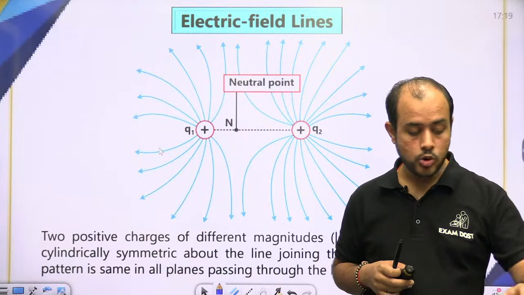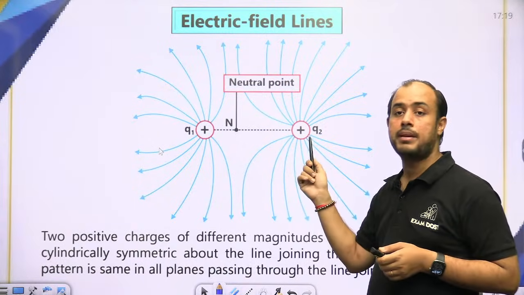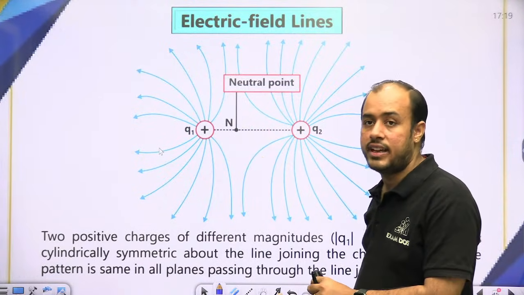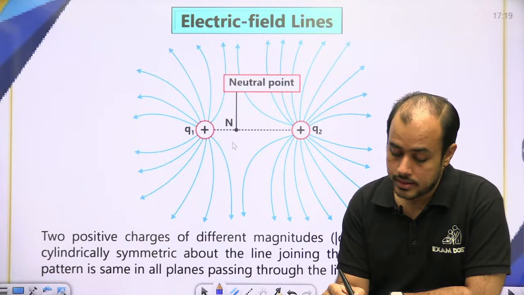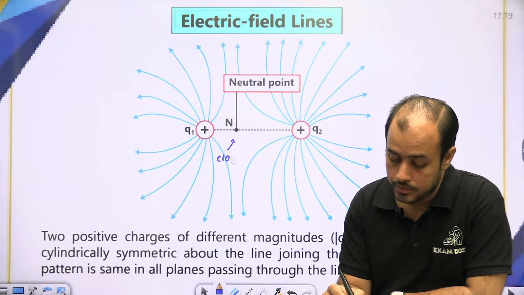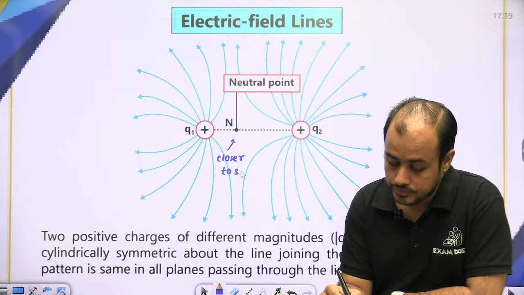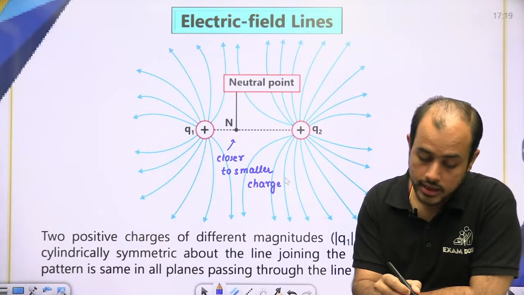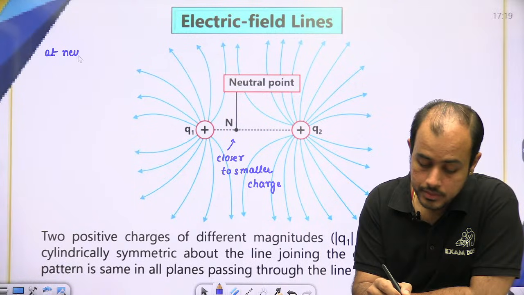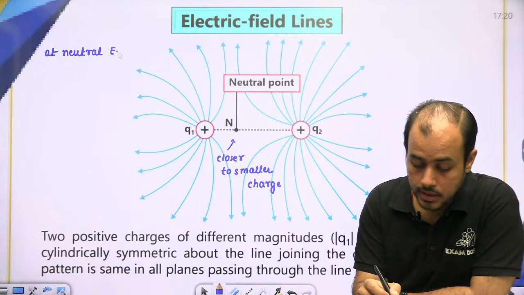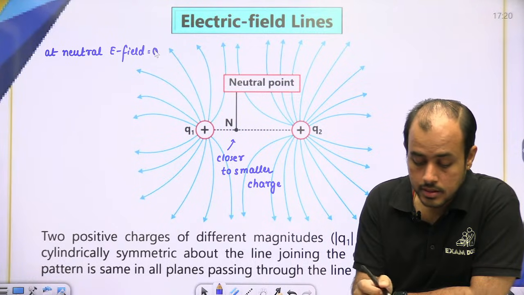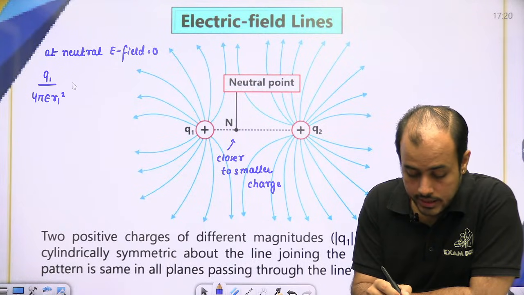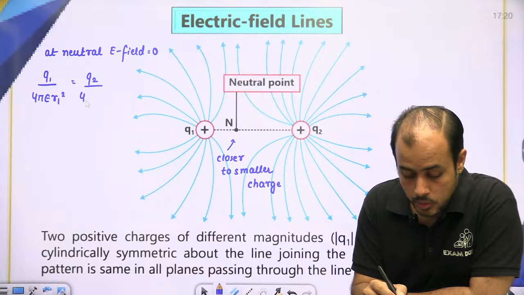Now, beta, when two positive charges are there having different magnitudes, then you will see the neutral point is closer to the charge having lower magnitude. Sorry, lower magnitude. Closer to the smaller charge. ऐसा क्यों सर? देखो यार, at the neutral point electric field must be 0. So you will say that the two electric fields should be equal and opposite.